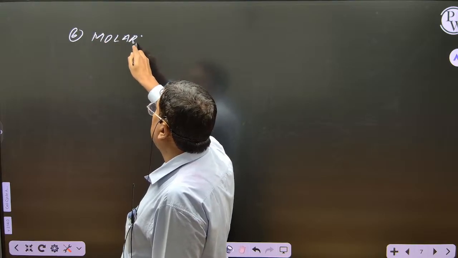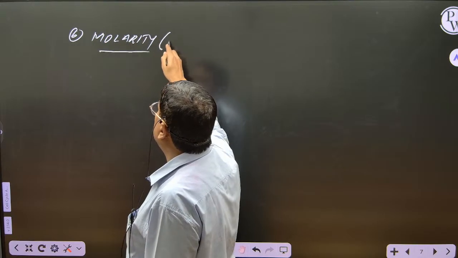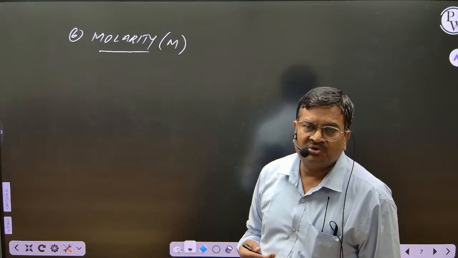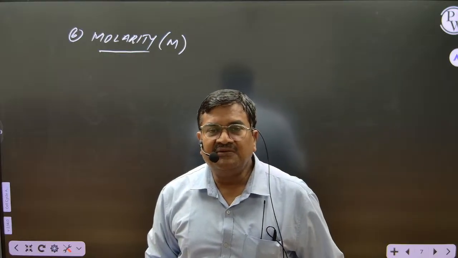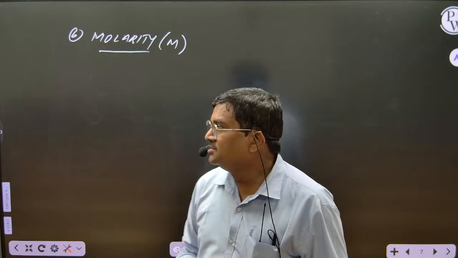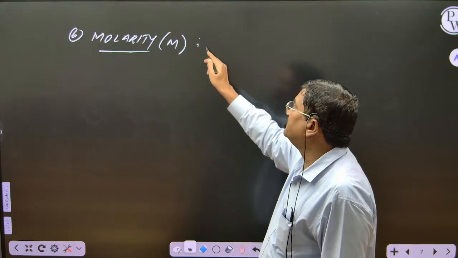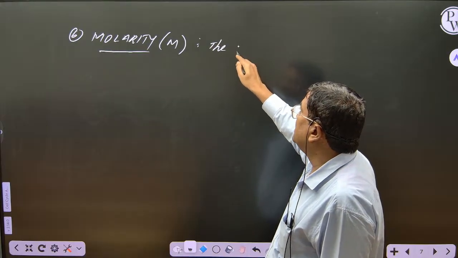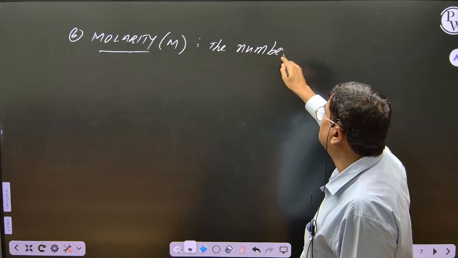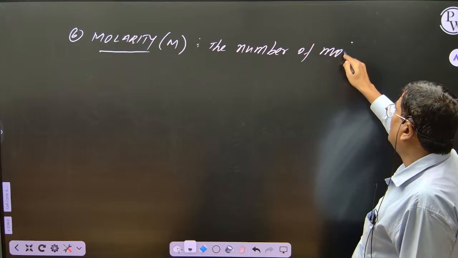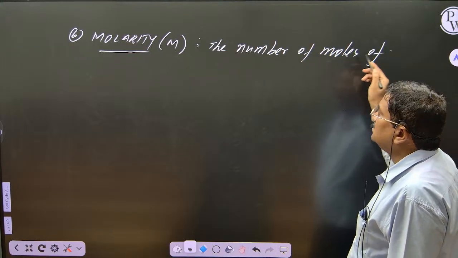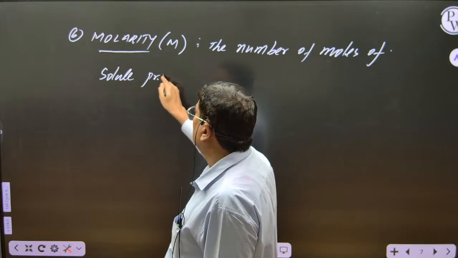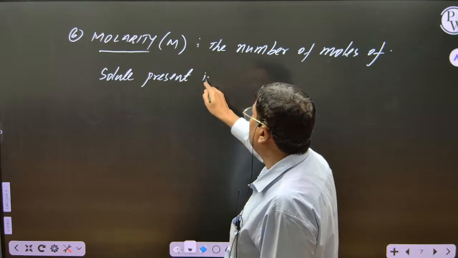See, very important, molarity is shown by the symbol capital M. Now what is molarity? The number of moles of solute present in 1 liter of solution. So what is the definition of molarity? See the difference between molality and molarity. The number of moles of solute present in 1 liter of solution.